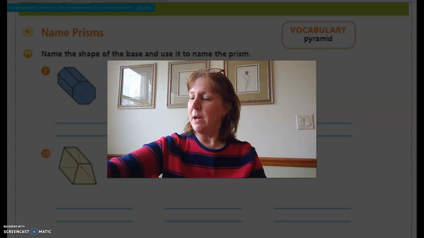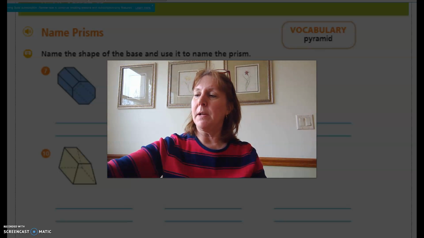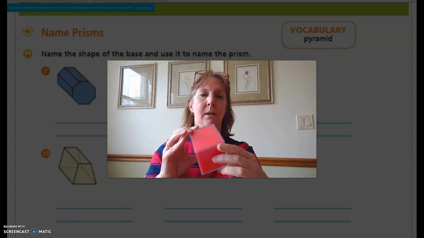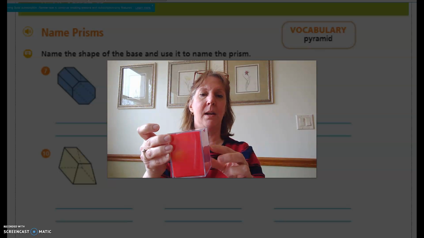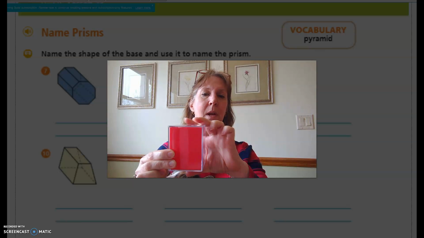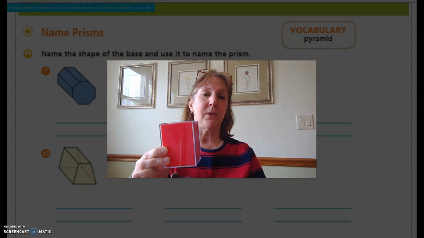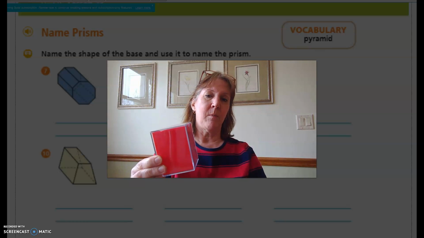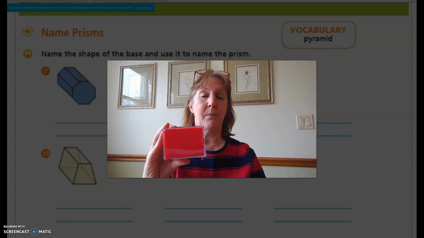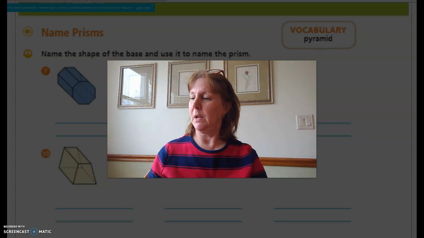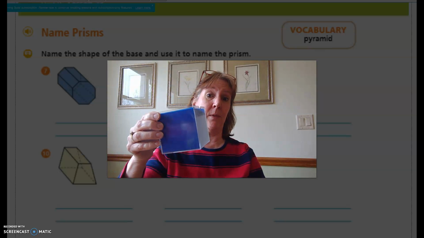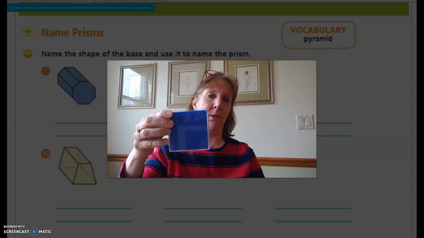Okay, this one: square here, square on the other side, and then the sides are rectangles. So you've got the same on the bottom and the top, and rectangles on the side, so it's a prism. Now, some people might call it a square prism. Most people will call it a rectangular prism. Either one would be okay. This one truly is a square prism, but most people call it a cube.